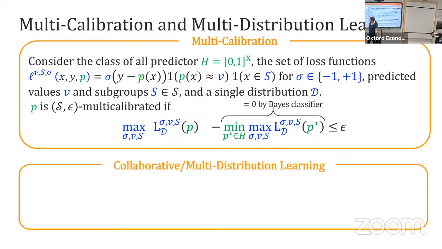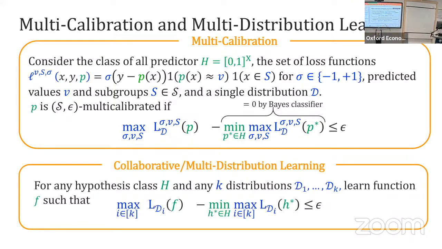What about the multi-distribution or collaborative learning? So this is the more general setting where you have now multiple distributions, but a single loss function. And you're just asking for the worst-case distribution's loss to be close to the min-max. This, if they shared a Bayes classifier, would have been 0. But in general, it doesn't have to be. It could be something larger. Any questions? Okay, good. So this is just saying why the framework I introduced actually does capture the two things we are going to be interested in.